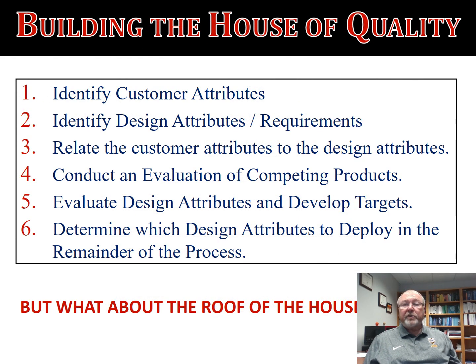These are the typical sorts of steps that you go through in building a House of Quality. Identify those customer needs, the so-called satisfiers, dissatisfiers, exciters, delighters. Identify the relative importance of each of those needs. Identify the design attributes. Find the relationships between the design attributes, the hows, and the customer needs, the whats. Probably conduct an evaluation of competing products, because you want to carve out a market niche with whatever it is that you're designing. So how does what you're designing compare to what's already out there?